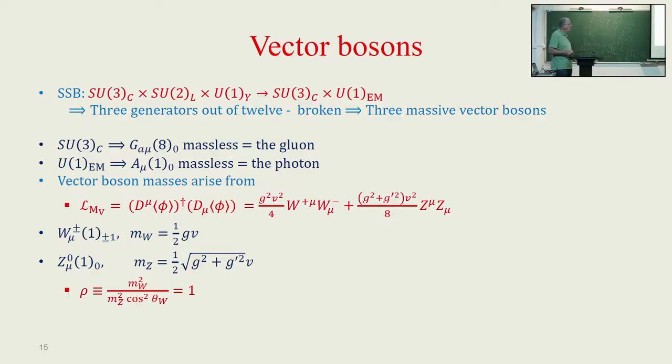The fact that A mu does not appear here is exactly the fact that it's massless, and the W plus minus are singlets of SU3 color. That's the new ingredient here. Charges plus minus 1. The mass is the same as we derived in the leptonic standard model. And the Z boson is also a singlet of SU3 color with this mass, and the rho equal 1 remains.